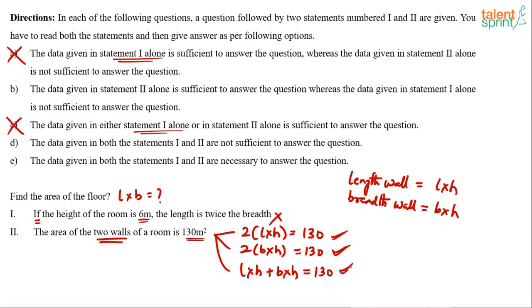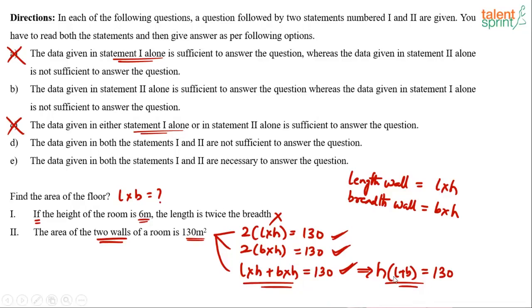What is he giving us? Is he talking about the two walls along the length, two walls along the breadth, or one length wall and one breadth wall? Even if you take, let's say, this one, ideally it should be this one: the area of the wall along the length plus the area of the wall along the breadth is 130. But there is one equation with three variables. How will you solve? This means h into (l plus b) equals 130. What is h? What is l? What is b? We don't know anything.